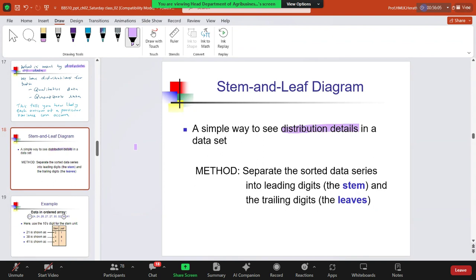So if you talk about the method, we will separate the sorted data series. Or else it doesn't matter whether it is sorted or not. We will separate the data series into leading digits and trailing digits. The leading digits are taken for the stem, while the trailing digits are taken as the leaves of the diagram.